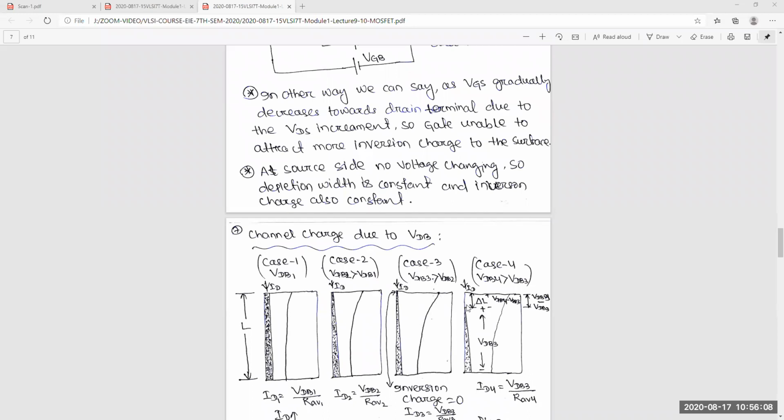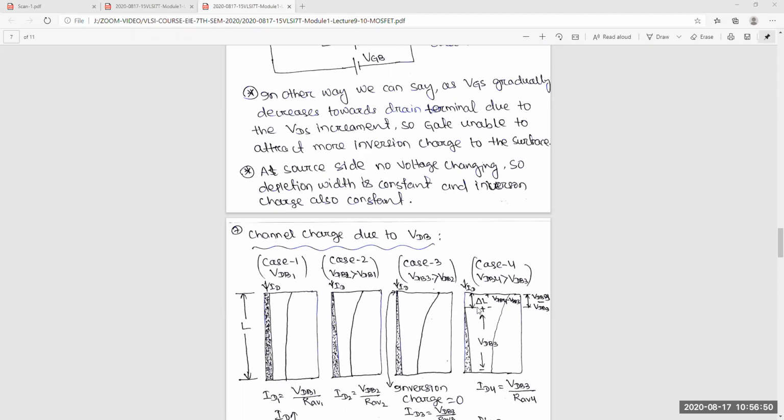Now there will be no charge. So charge will end here. But you are giving VDB4 here. In the previous case, we have seen that at VDB3 the charge is 0. So the voltage from here to here is VDB3 and total voltage is VDB4. So in this region, delta L, it is total L. Now the effective channel length reduces by delta L. This part is delta L.